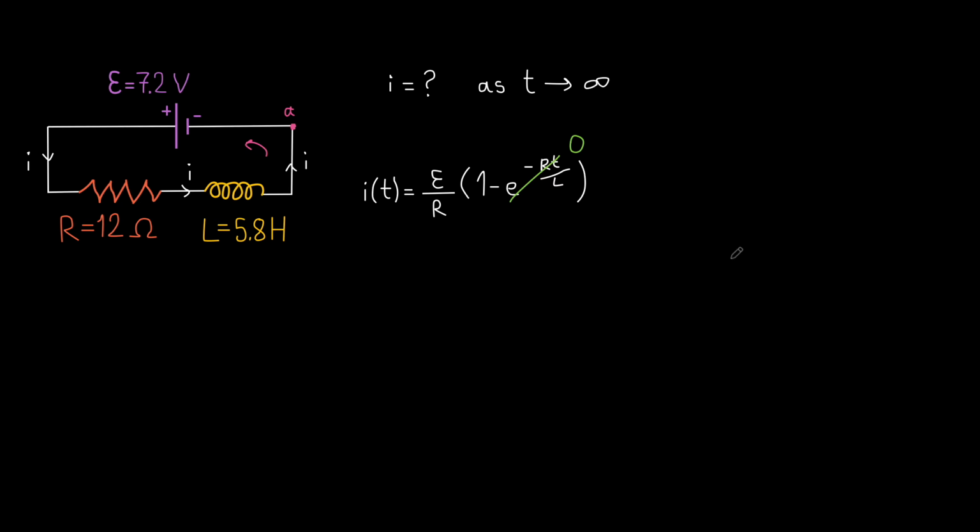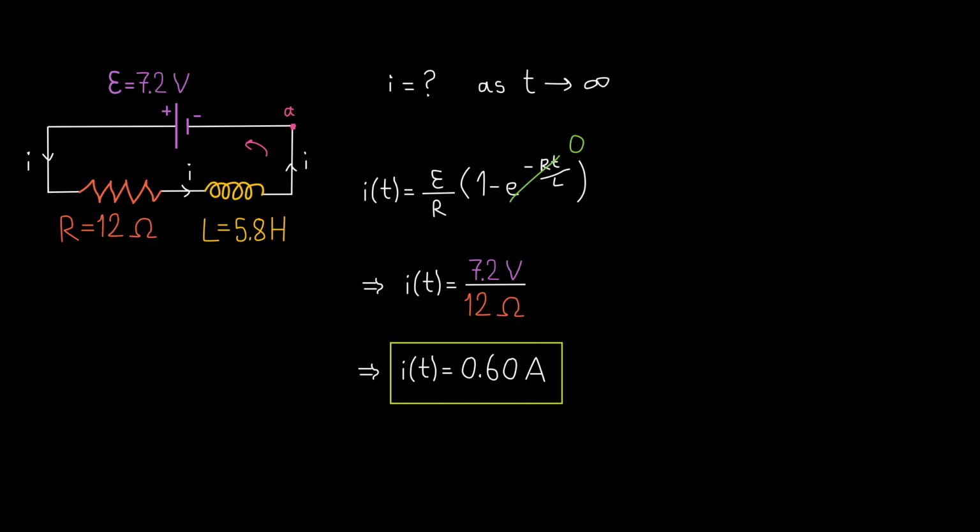We get I equals EMF divided by R, which makes sense because a long time after, the inductor will act like a short circuit. Substituting the numerical values, we get I equals 0.60 amps. That is the final value of the current as it reaches a steady state and the current stops changing a long time after the circuit has started.